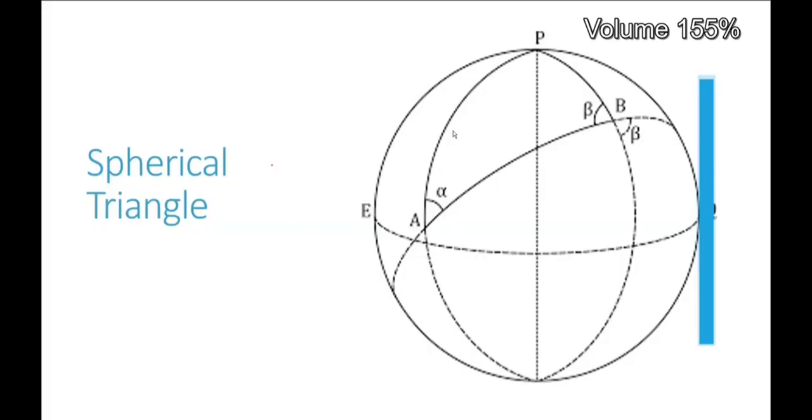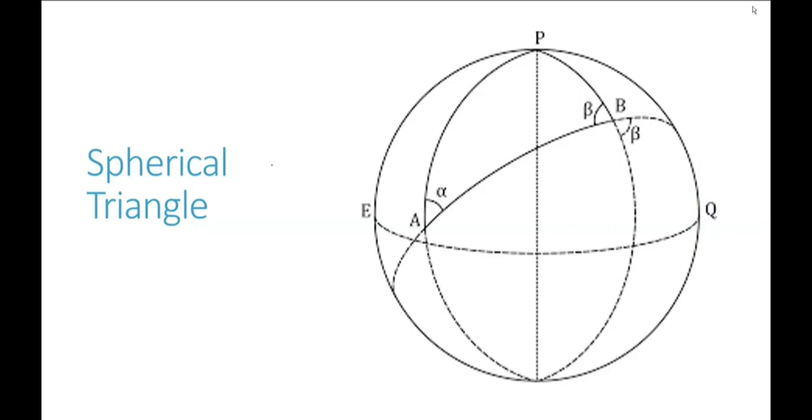Okay, good. So let's go into the definitions. A great circle is one whose center is the same as the center of the sphere, or whose plane passes through the center of the sphere. And a small circle is the one whose center is different from the center of the sphere.